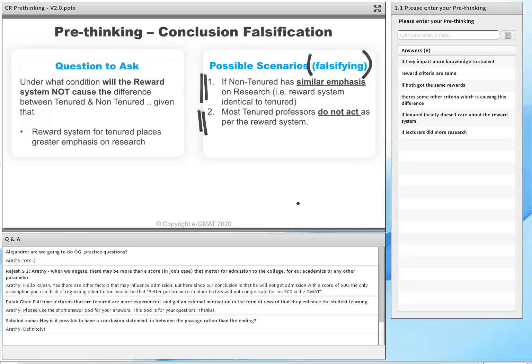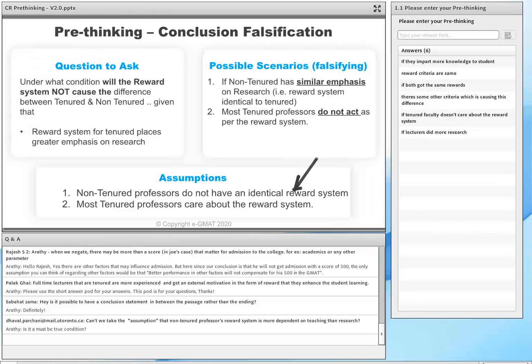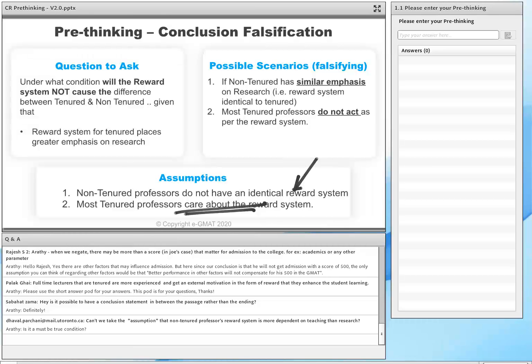So if these are the scenarios in which the conclusion breaks down, then the assumptions simply are that non-tenured faculty do not have an identical reward system, and most professors should actually care about the reward system. Can you see, once you ask the right question, things become so simple. Once you visualize that conclusion, visualize that argument, life is simple. These things just come naturally out of the argument in a manner which is very similar to what we did with the Joe argument over there.